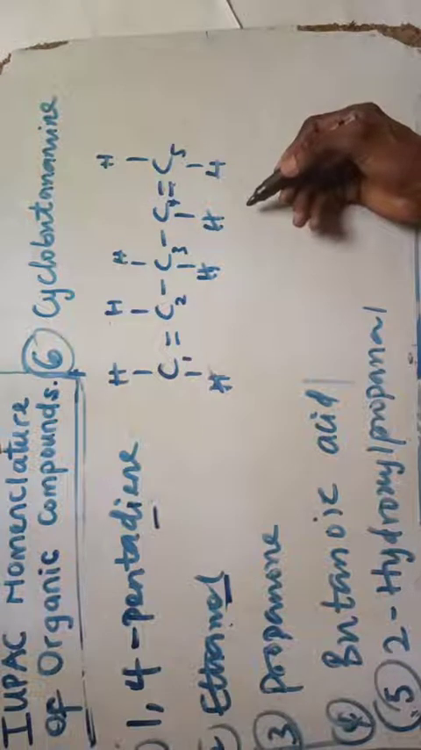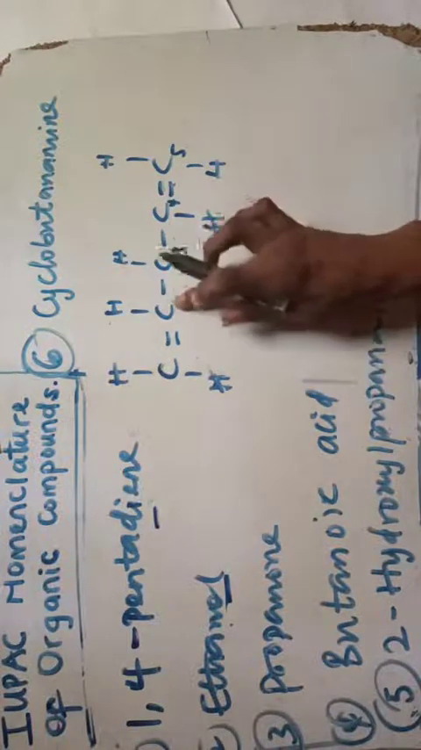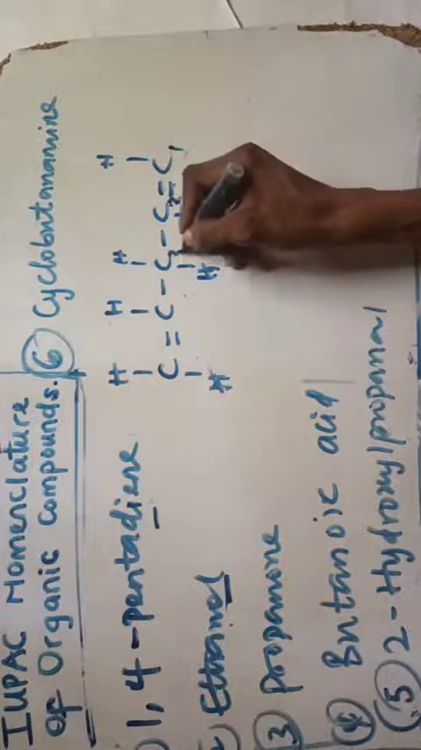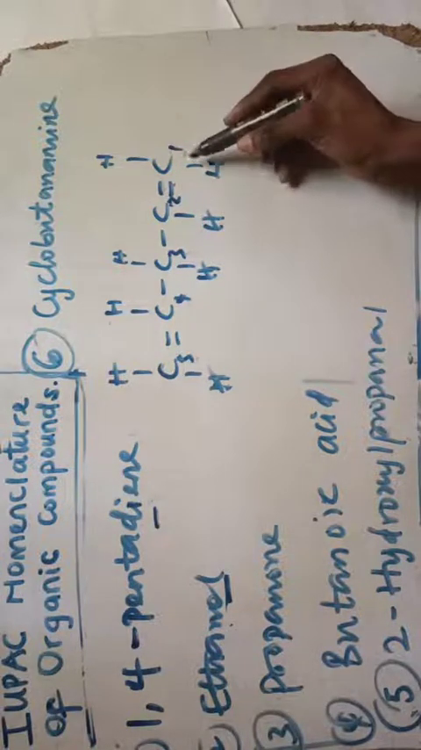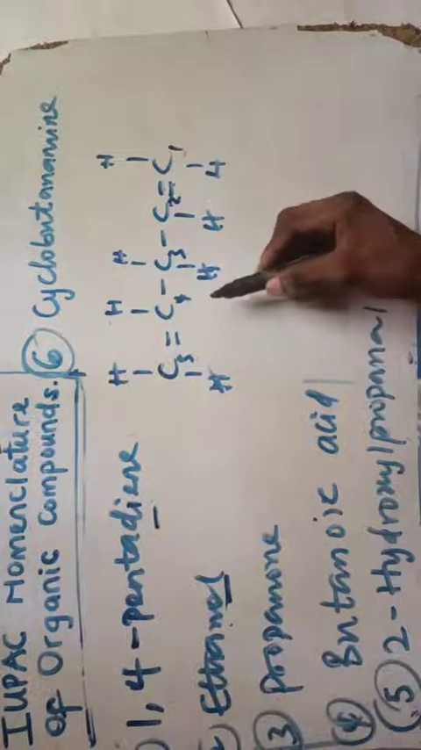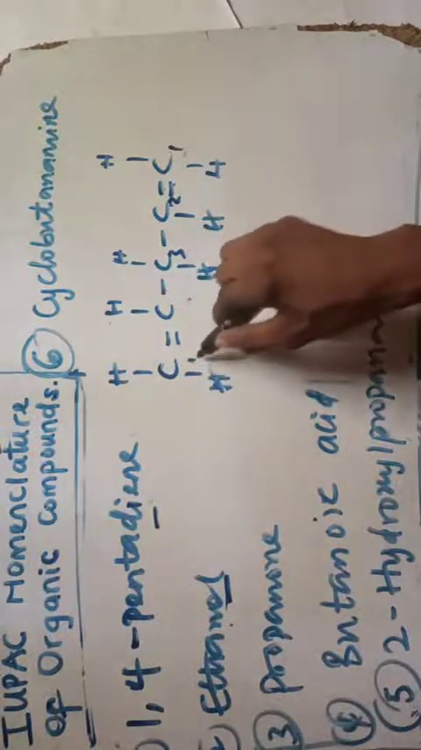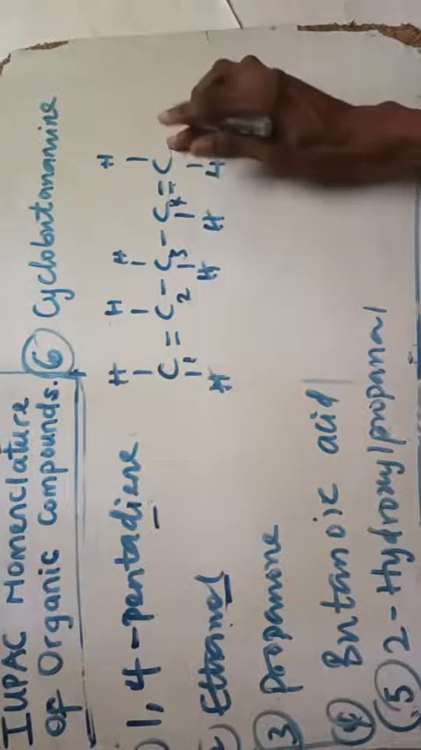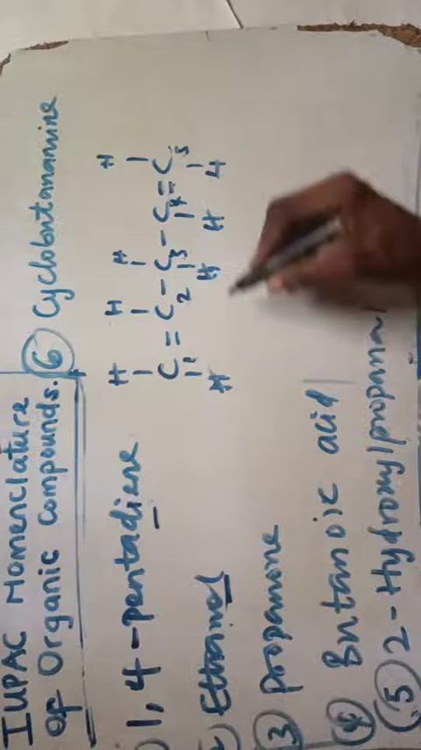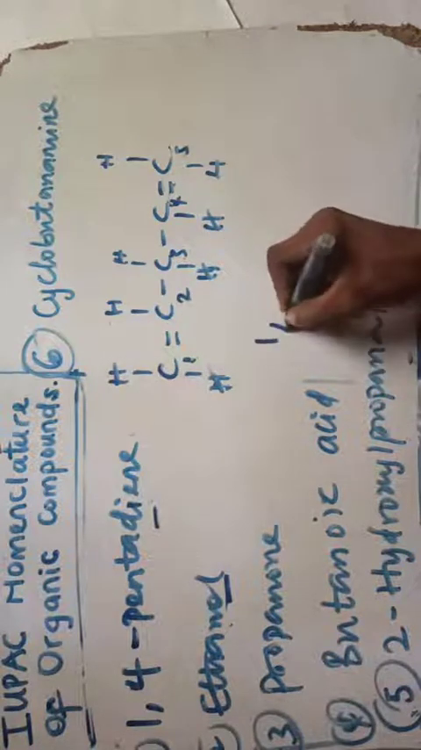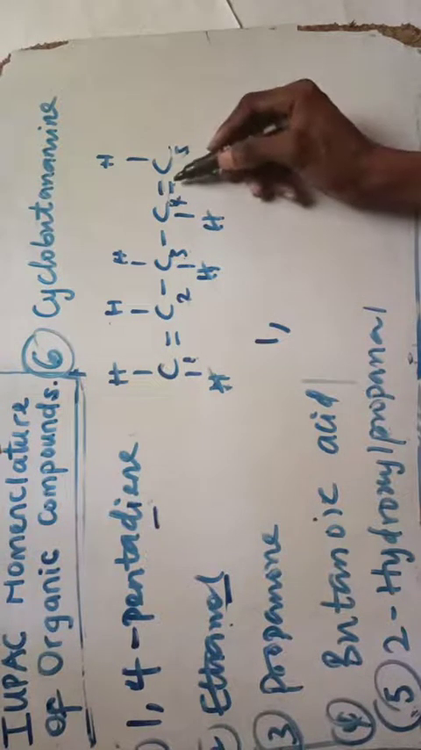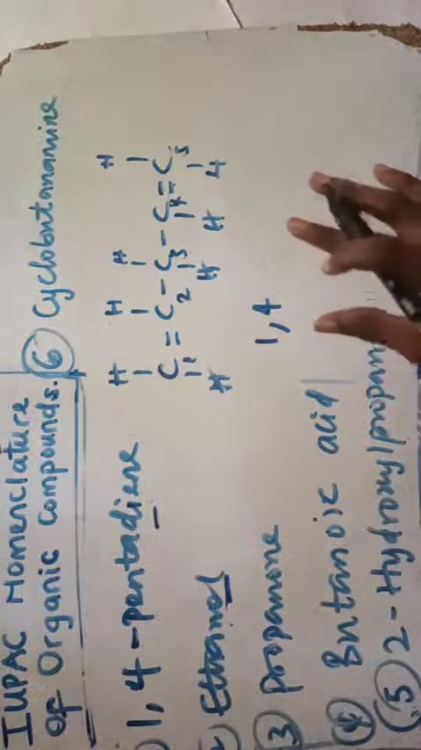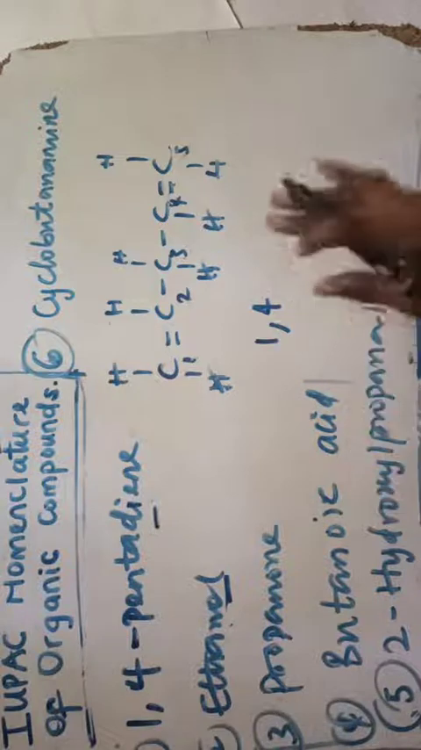Okay, so if you want to name this compound, you can also decide to write it from here, 1 2 3 4 5. You see, situated at number what? 1 and number 4. Okay, so now you can say, therefore this is what? 1,4 comma, the diene is present at 4.